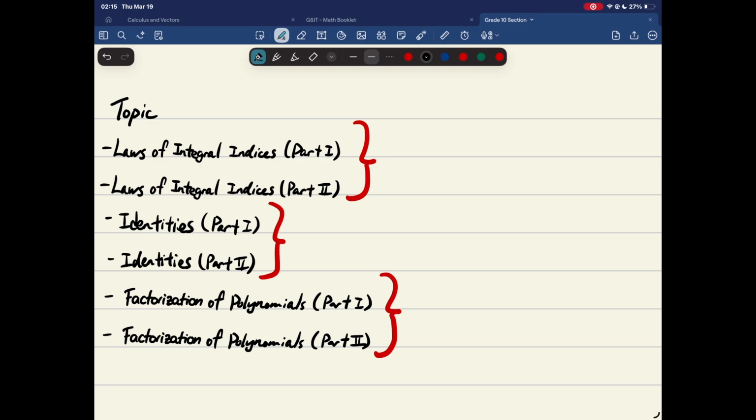Hey everyone! So for this section, we'll be doing laws of indices, identities, and factorization. And for this video, I'm going to do laws of indices first.